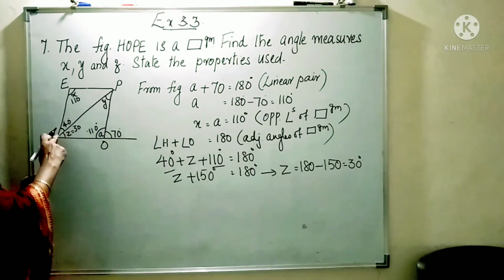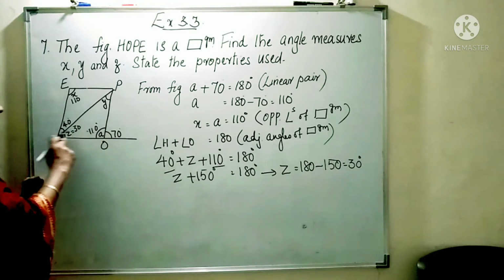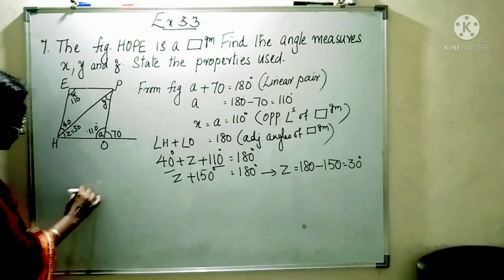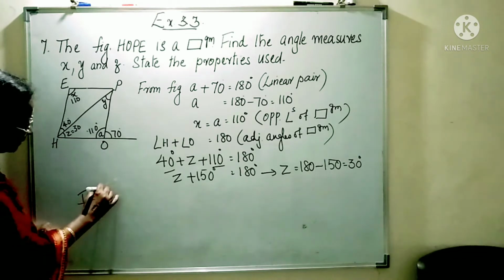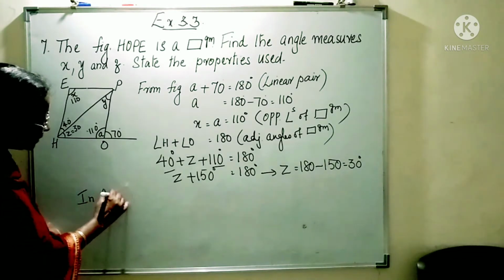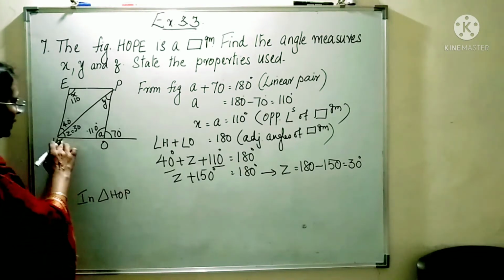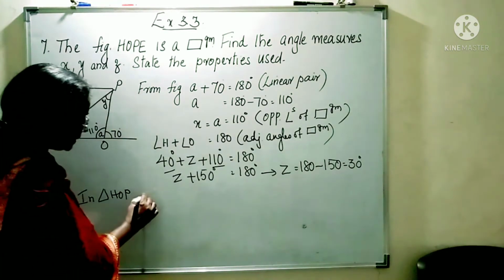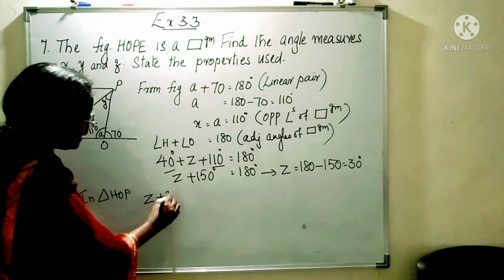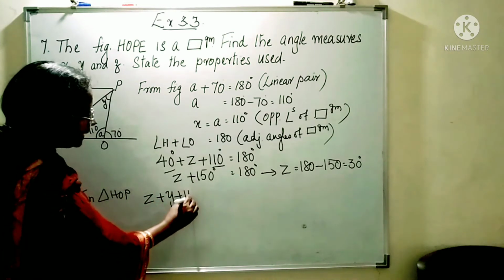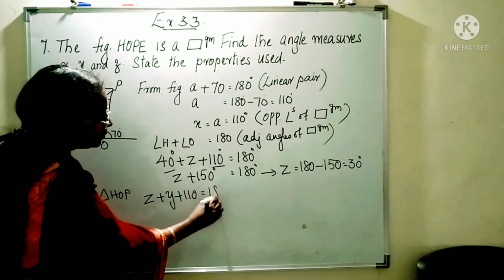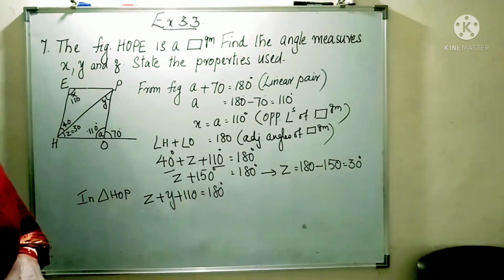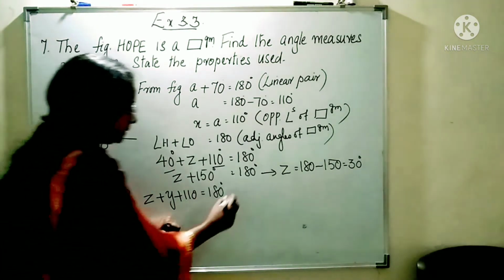Now, we have to find out Y. For that, if you take this triangle HOP, in triangle HOP, Z plus Y plus 110 is equal to 180. Which property? Angle sum property of triangle.